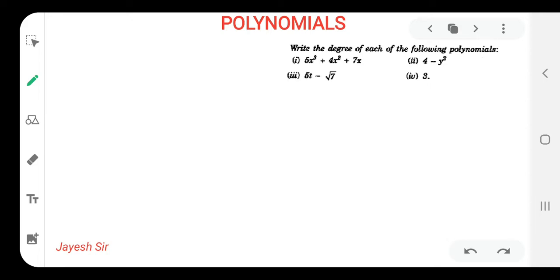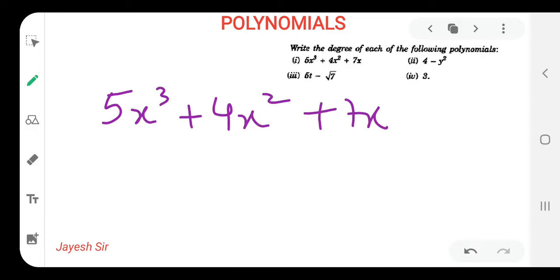We need to find the degree. Here the sum is 5x cube plus 4x square plus 7x. What is the variable over here? The variable is x. Now we have to see the power of x. Here the power of x is nothing, that means its power is 1. Here the power of x is 2. Here the power of x is 3.